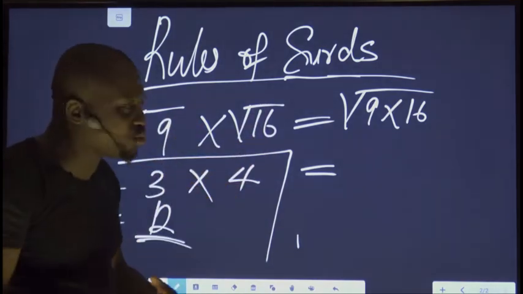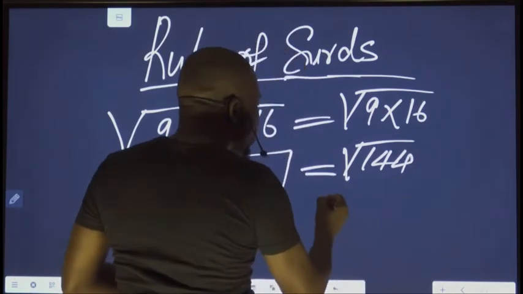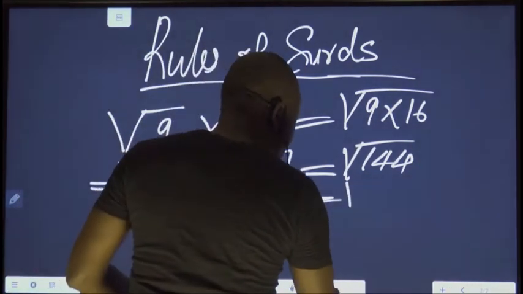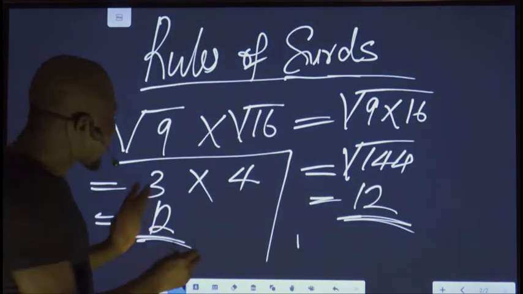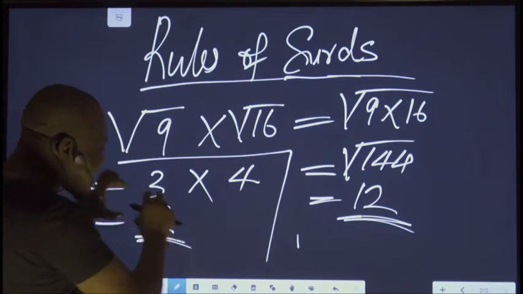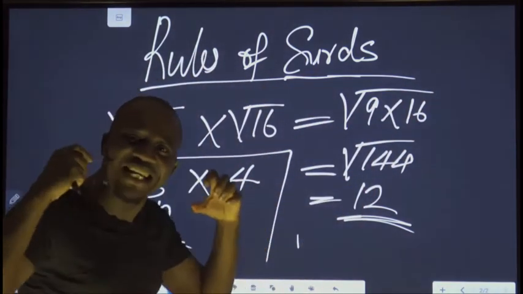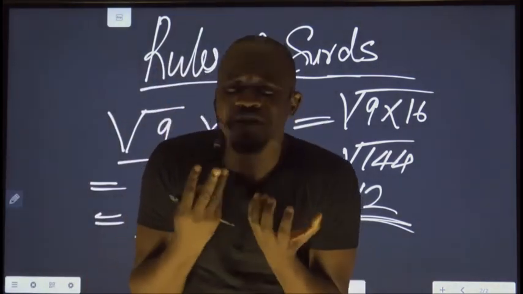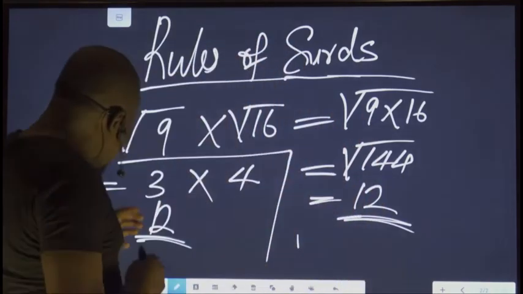It is allowed. I'm going to have the square root of 144, which is still going to be 12. The same thing. Remember, when I solve them separately, I arrive at this answer. When I join them together, I still arrive at the same result. Is that not telling you something? It's already telling me something. I don't know about you. What is it telling us?